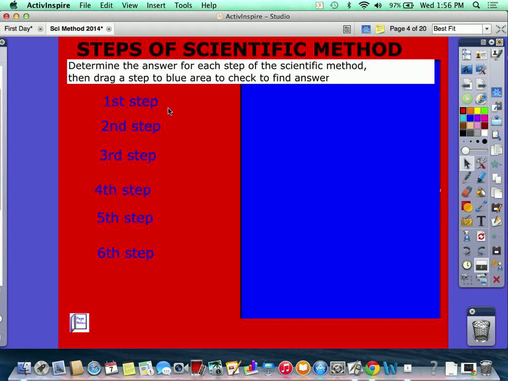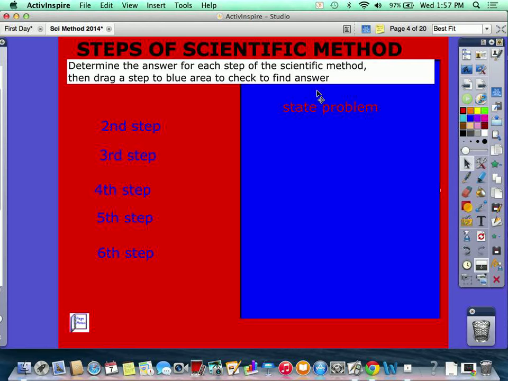Now, first step, scientific method. Everybody should have been able to identify this yesterday. What do you got to have if you're going to solve a problem with the scientific method? You got to have a problem. That's right. You got to have a problem. So on your note sheet, you're going to find a place that says 1, 2, 3, 4, 5, 6. Do y'all see it? What's the first thing? You got to have a problem.